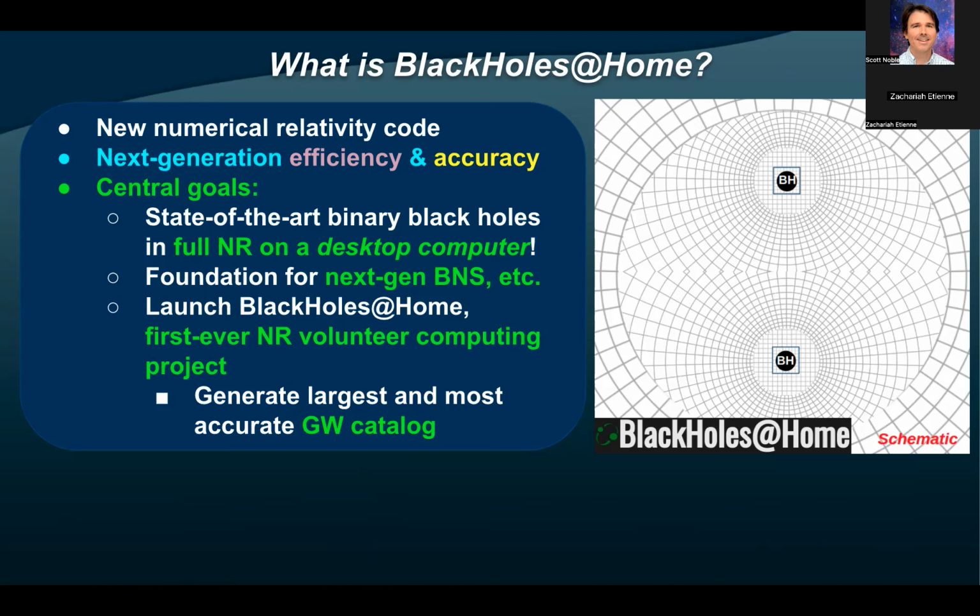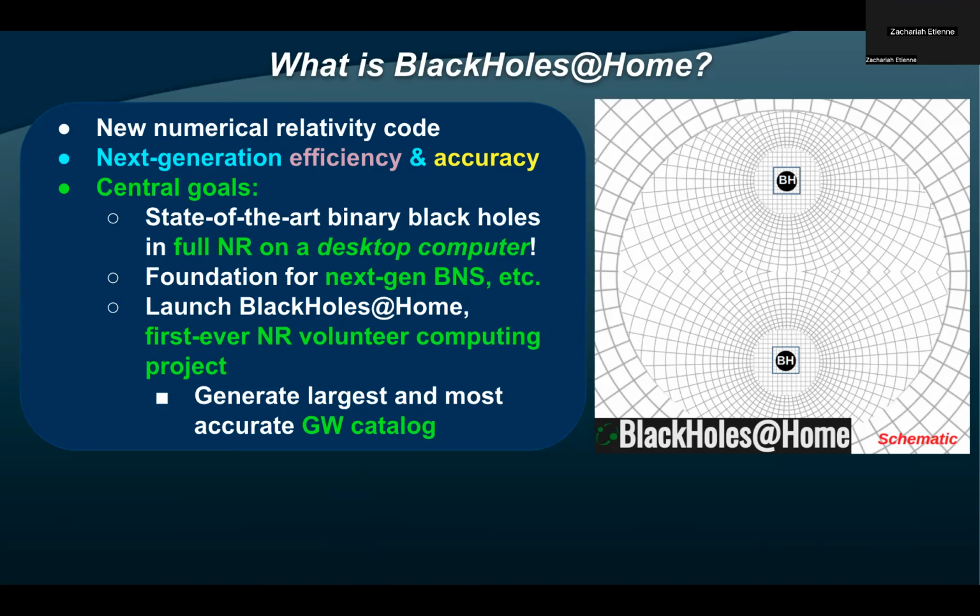BlackHoles at Home is unique in that it attempts to fit numerical relativity in full 3 dimensions in space plus 1 dimension in time on the consumer grade desktop or laptop computer. And with that capability, we want to generate the largest and most accurate gravitational wave catalog out there for the binary black hole problem. Why would we want to generate such a big catalog?